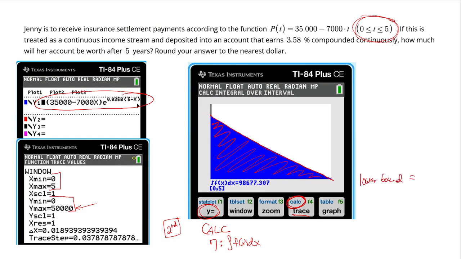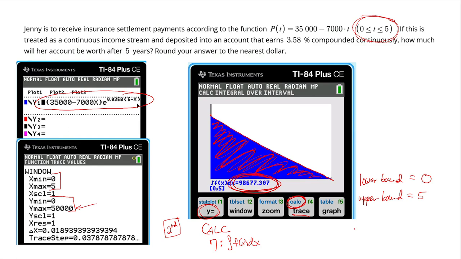So the lower bound in our case is 0. So just hit 0 and hit enter. And then it will also ask for an upper bound. And our upper bound is 5. So hit 5, enter. Then the calculator will shade this in, nice blue color for me. And then it will also spit out the answer.